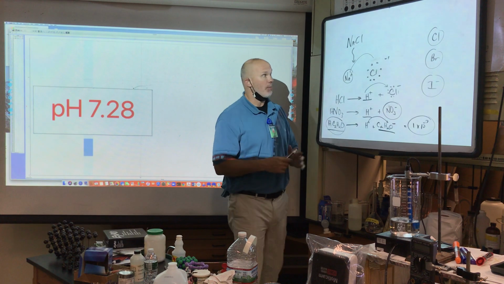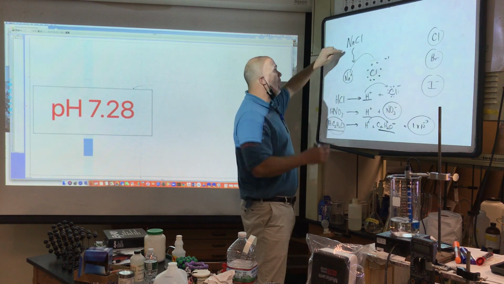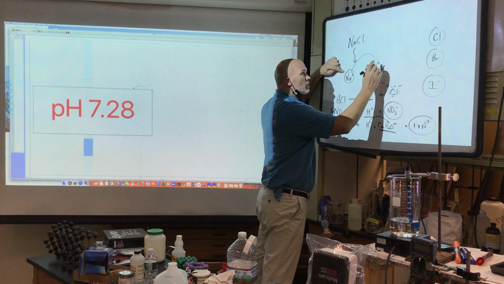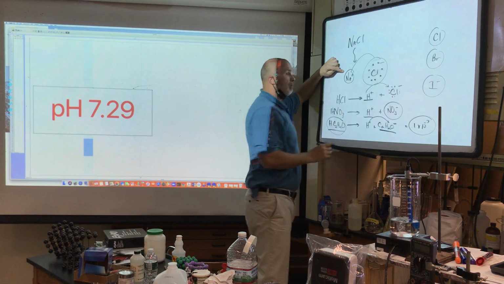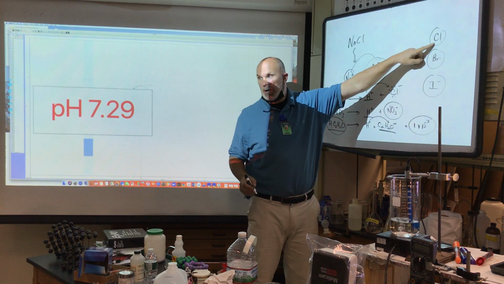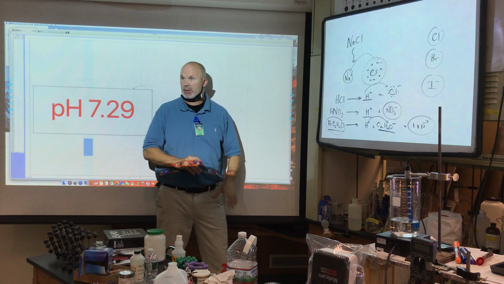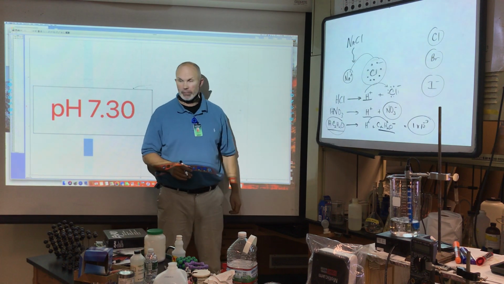Now, keeping with that, why is sodium chloride a neutral salt? Because chloride is going to spectate and sodium is going to spectate. They can't ionize water.